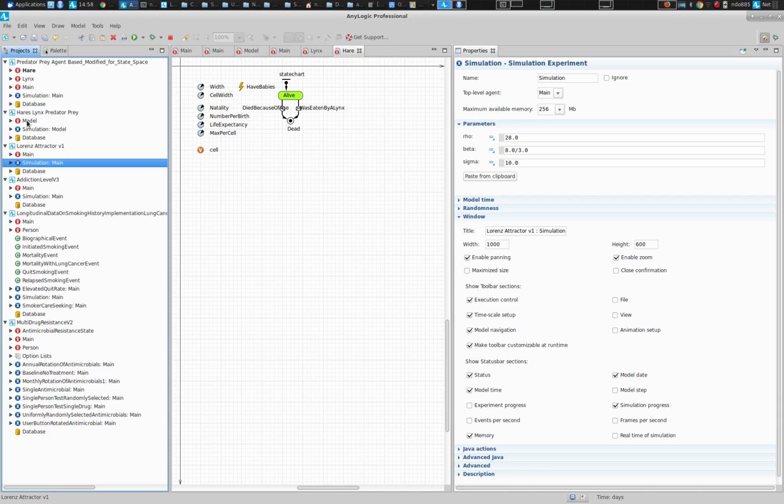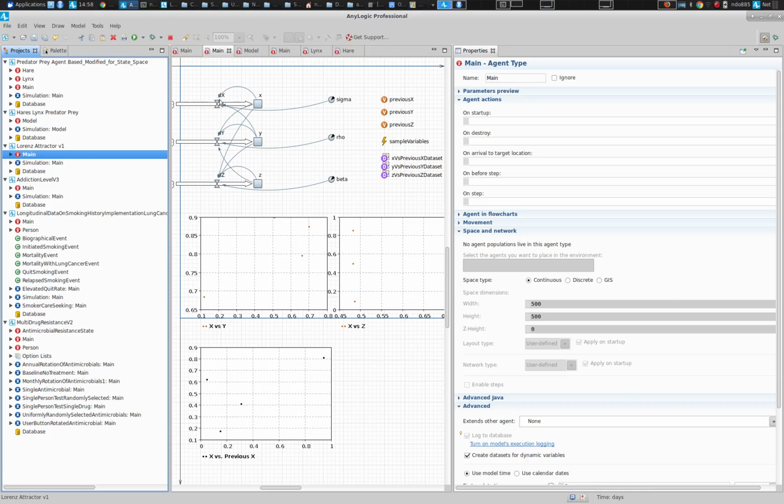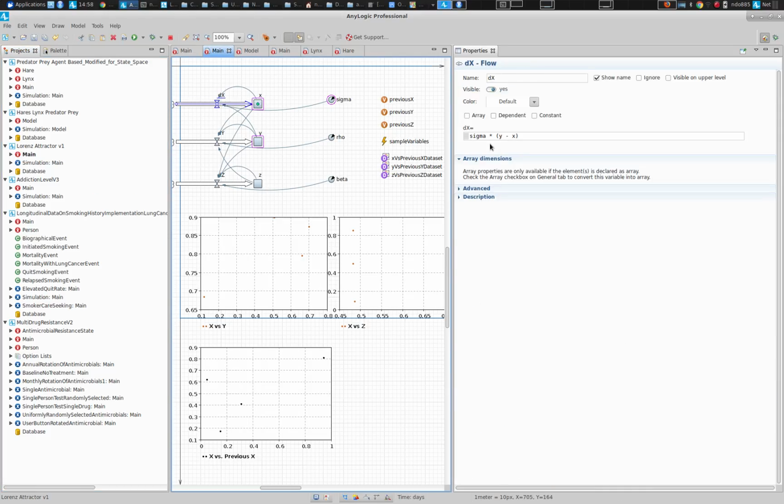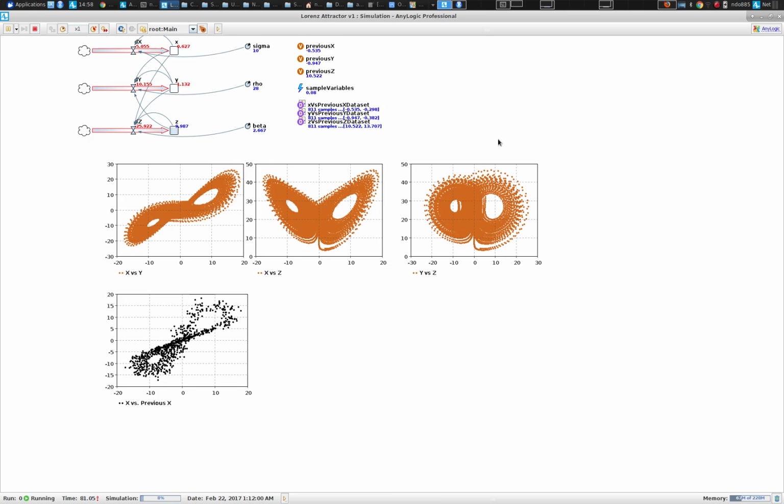If you go look at the underlying model here, what you will find, go, for example, look at dx here. This is a linear function, sigma times y minus x. You go look at dy. Here we have a nonlinear component. Where's the nonlinearity? Well, we have an x times a z, 2 components of state that are multiplied by each other.